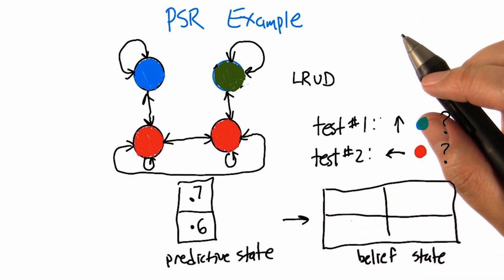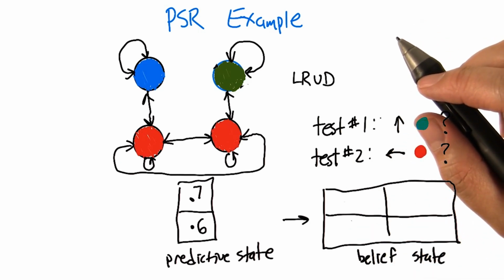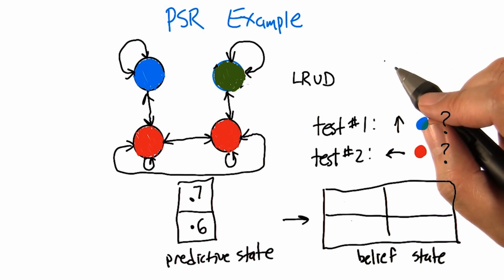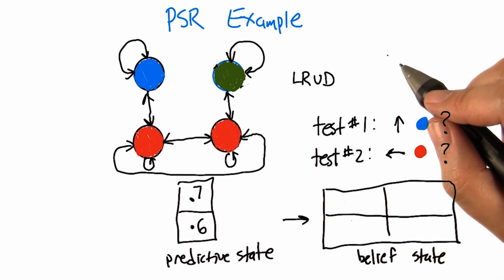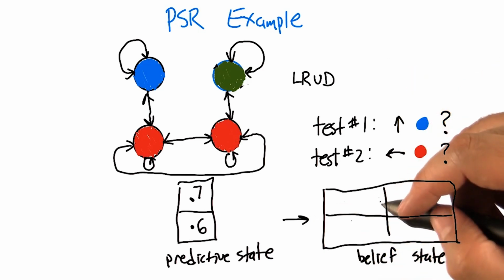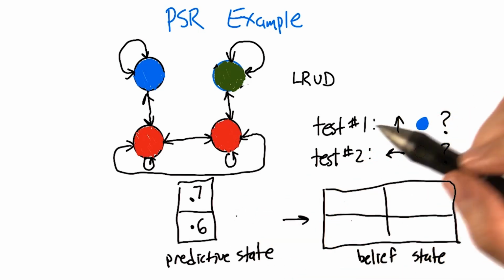I'm going to claim that we can come up with a belief state that is consistent with that, but there is not a unique belief state that is consistent with that. So we just looked at an example where we had a belief state that gave this as the predictive state. Can you give us another one? Can you give us a belief state where we get the 0.7, 0.6, but it's different from the one that we just looked at?